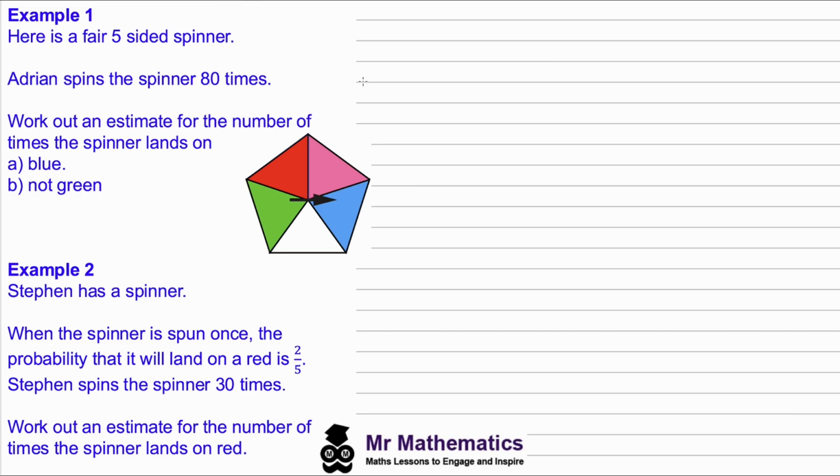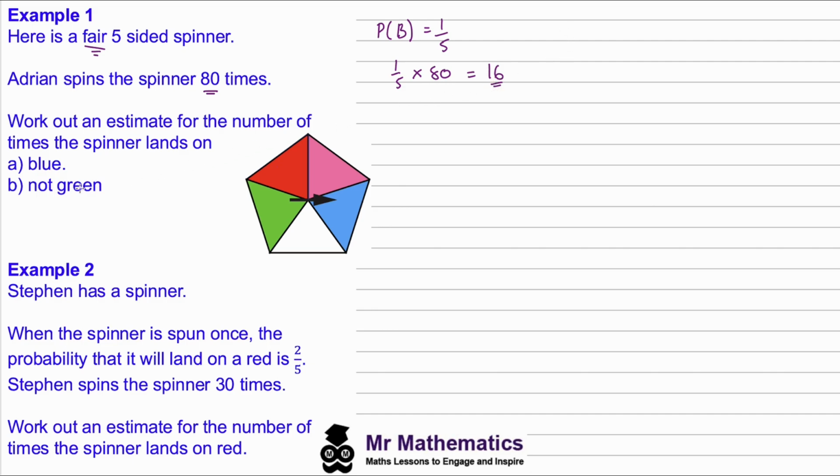So our proportion would be the probability of landing on a blue. And there's one blue out of the 5 different colours. And we're told it's a fair spinner. So the relative frequency will be the 1/5, the proportion of the sample, 80. And 1/5 of 80 is 16. So you'd expect we'll get 16 blues out of the 80 spins. Okay? So this is our relative frequency.